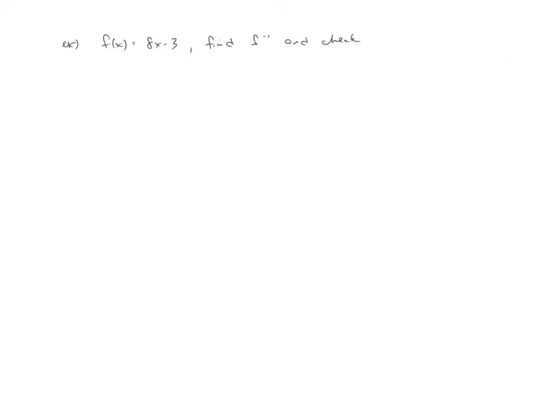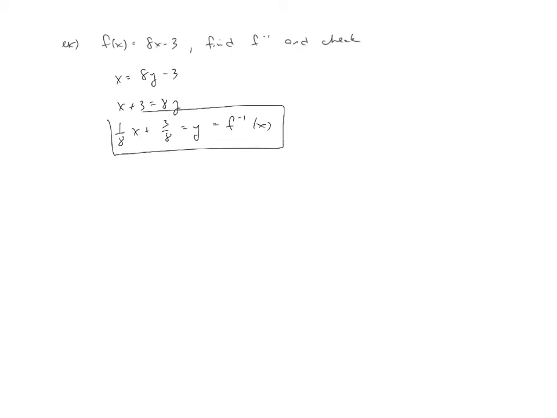Okay, so we've got our function here, 8x minus 3. We're told to find the inverse and to check it. So we'll start by finding the inverse. And so to find an inverse, you want to interchange the coordinates. So the y becomes the x and the x becomes the y. And then we would just take this now and solve it for y. So if I add 3 to both sides and I divide by 8, there sits the inverse function. So we've got our inverse function.